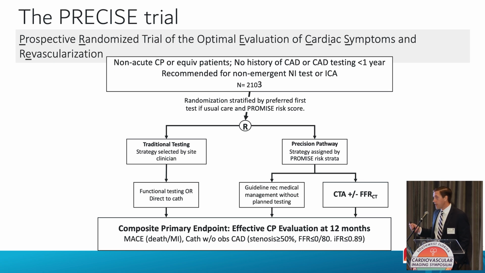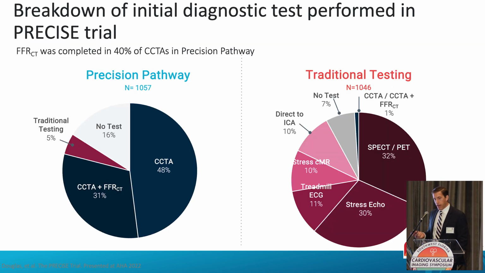I also know that we briefly touched on the PRECISE trial earlier. I want to highlight this again because I think the results are significant. This was a trial relatively recently that was really the first randomized trial to look at the clinical efficacy of these updated 2021 chest pain guidelines. And what they did was they randomized patients into one of two different pathways. We have the precision pathway, which was really a CT first pathway.